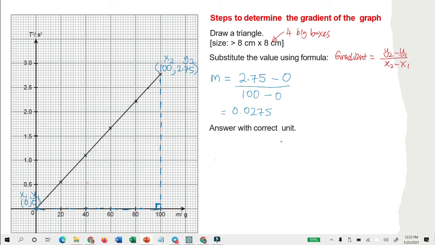And then how to find the unit? Very easy.